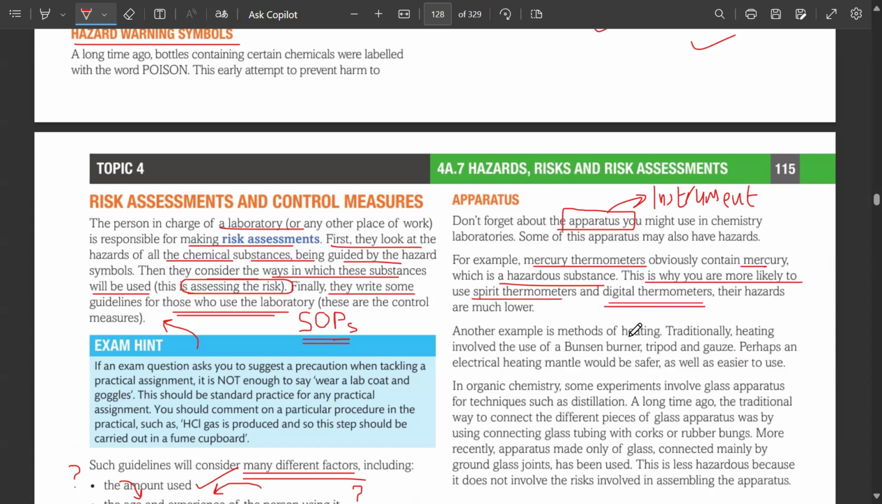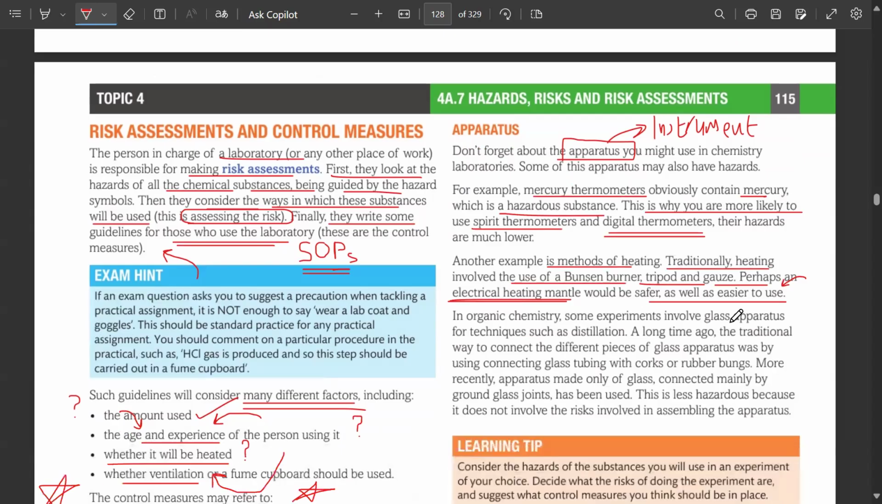Another example is methods of heating. Traditionally, heating involved the use of a Bunsen burner, tripod, and gas. Perhaps an electrical heating mantle would also be safer and easier to use as well. Organic chemistry also involves a lot of glass apparatus. तो glass break हो सकता है, sensitive होते हैं to heat as well. और उसके बहुत छोटे छोटे pieces हो जाते हैं. Remember, the hotter the temperature of your glass, the more pieces it would shatter into. The colder the temperature, it's only going to shatter into fewer pieces.